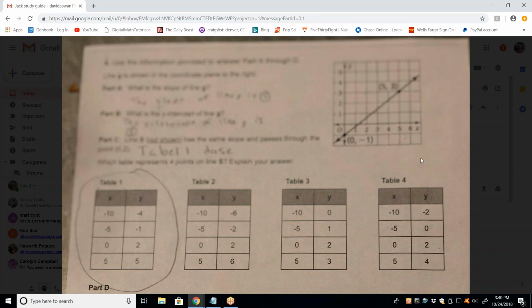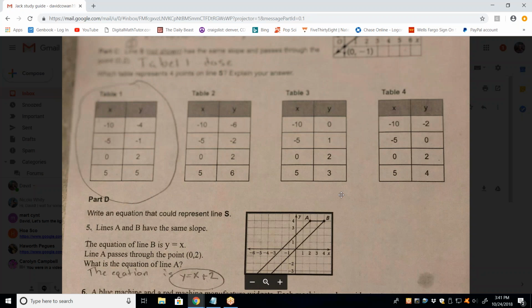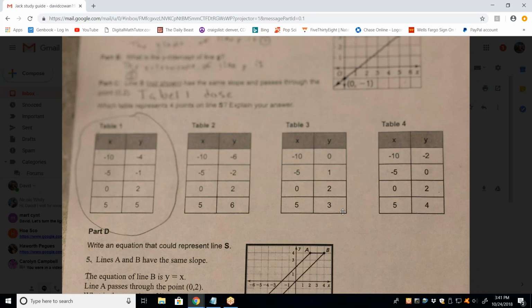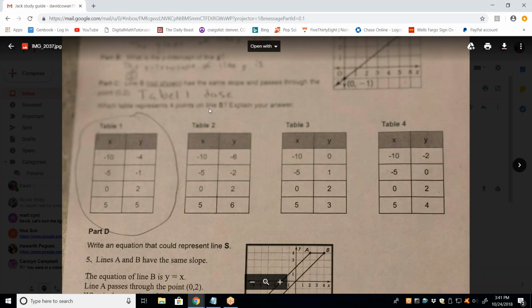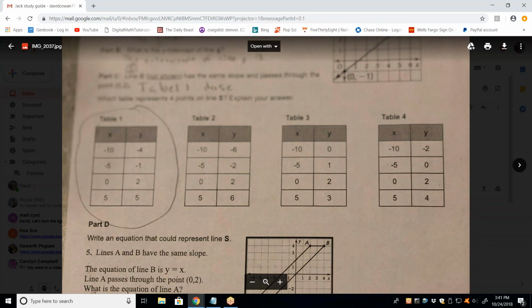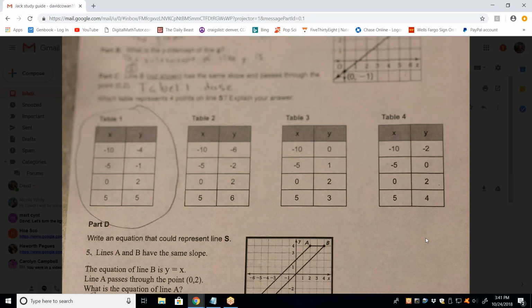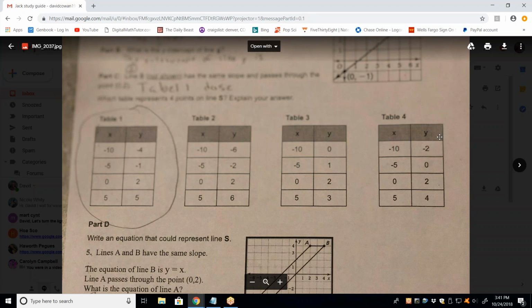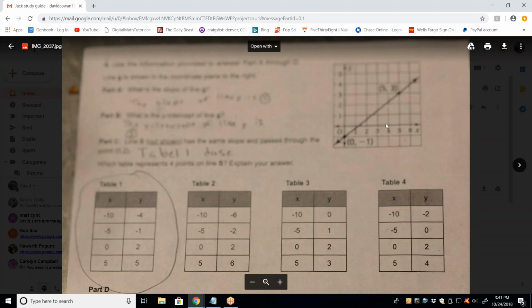We could just move on to part D. I understand. Or we can move on to the tables. I understand the top one. I can't even see what they're asking about in the tables. In other words, all of the instructions for the tables are above it. Go ahead and tell me, what are they asking for in those tables? So they're asking which table represents 4 points on line S. Explain your answer. And that line is at the top of the page? Yeah. Okay.